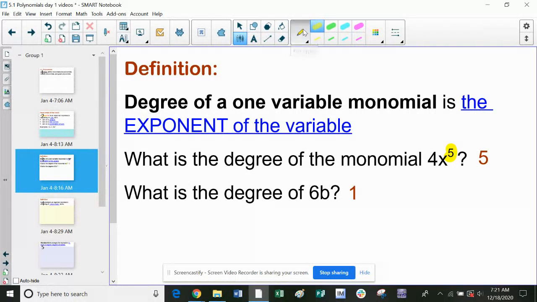Have a smaller problem with the 6b question. What's the degree of 6b? There's no exponent listed there. So we're going to put a 1 in, because if it's not listed, it's understood to be 1. So that would have a degree of 1.